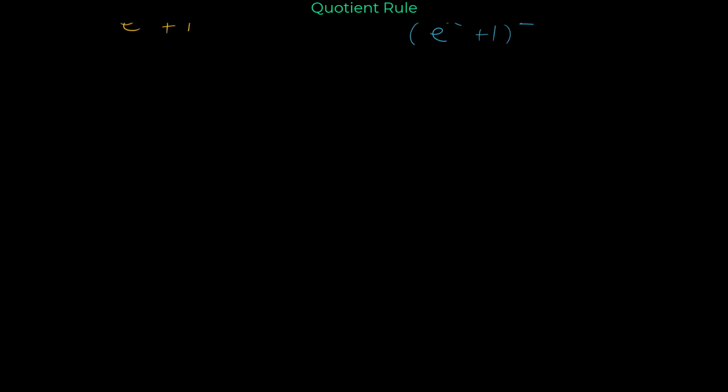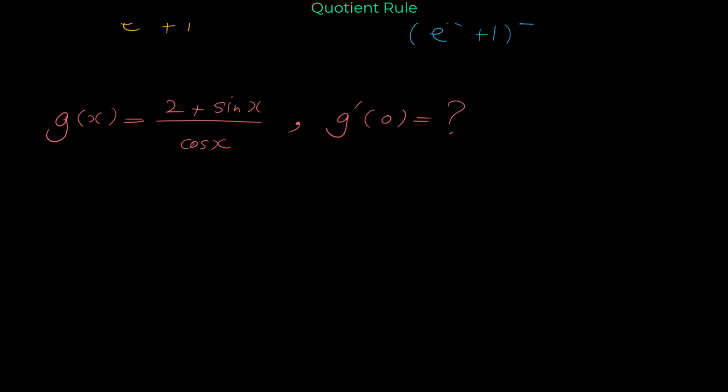Let me show you another example of the quotient rule. Here we are given this function g of x equals 2 plus sine x over cosine x, and we are asked to find g prime of 0. So we have to find the derivative of the given function, and then substitute 0 for x. Again, we use the quotient rule for finding the derivative of function g.